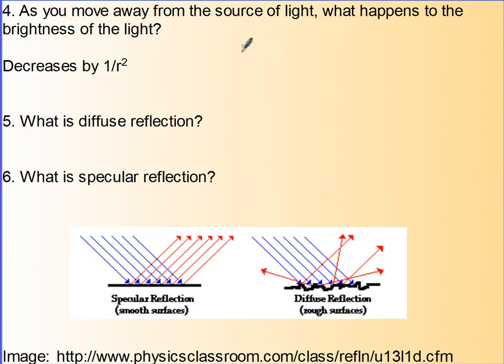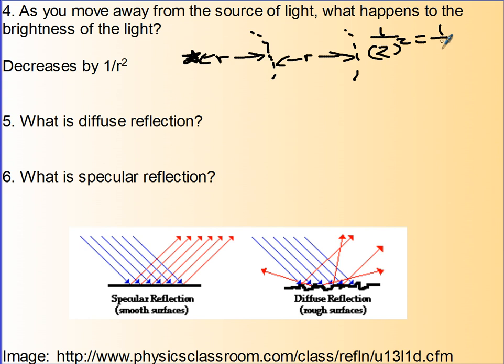As you move away from the source of a light, what happens to the brightness? Well, it decreases by 1 over r squared. So if this is my light source and I'm some distance r away from it, and it has some level of brightness at this point, when I'm at 2r, the brightness is 1 over 2 squared, or 1/4.